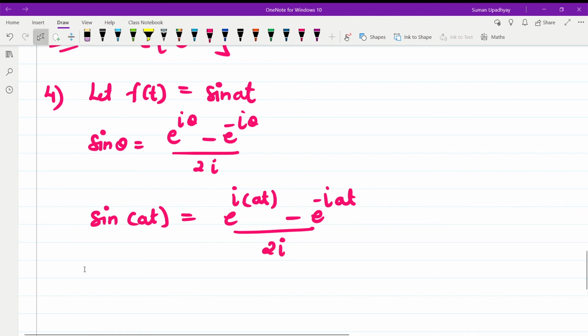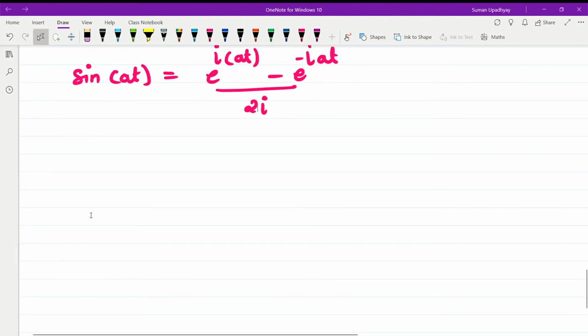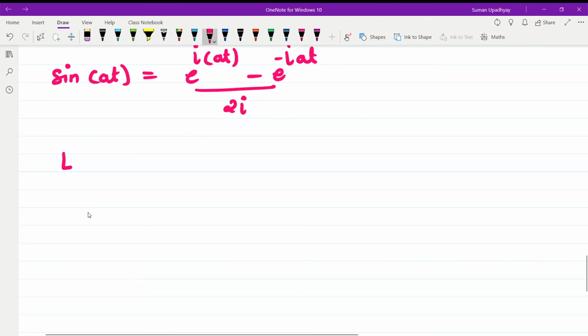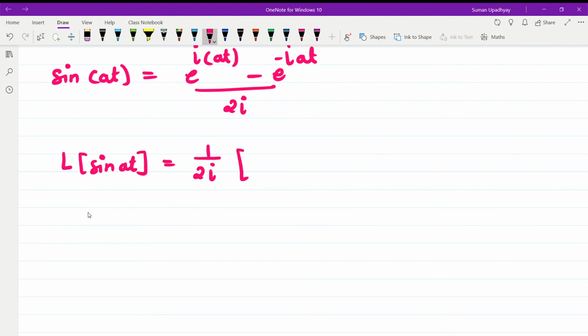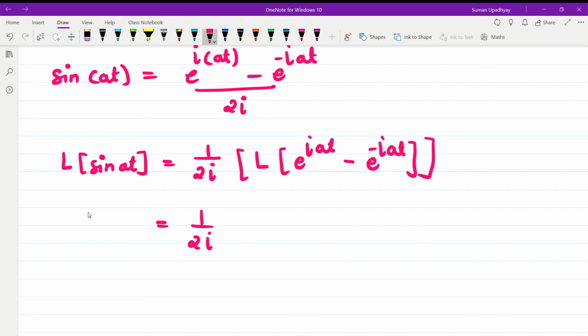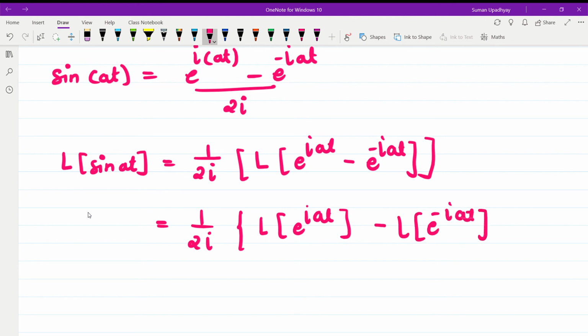Now I'm going to take Laplace on both the sides. So I'll be getting Laplace of sine at on the left hand side, and on the right hand side 1 upon 2i is a constant that I will keep out, and I will find out Laplace of e raised to iat minus e raised to minus iat. So it is going to be 1 upon 2i, operate Laplace on each of the terms. I will get Laplace of e raised to iat minus Laplace of e raised to minus iat.